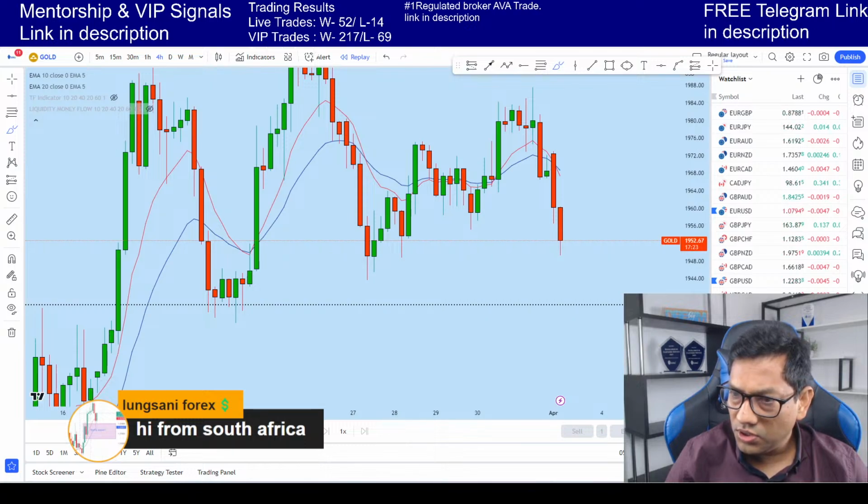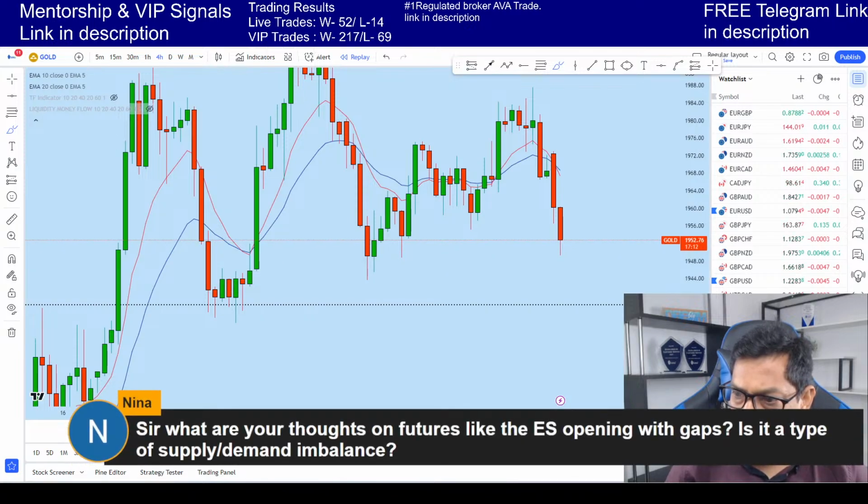So what are your thoughts on future likes? Yes, opening with gaps is the type of support, demand imbalance. Okay, so there is a high probability that, okay, we'll talk about it.